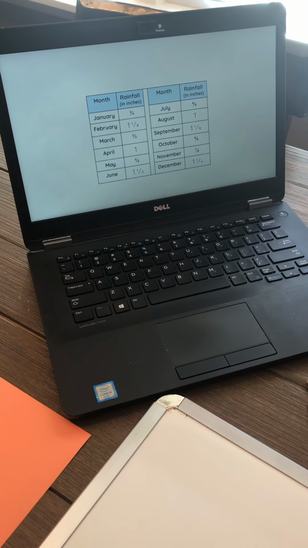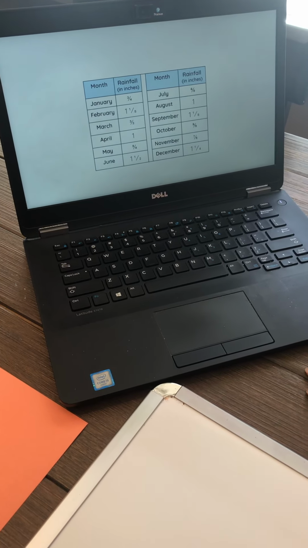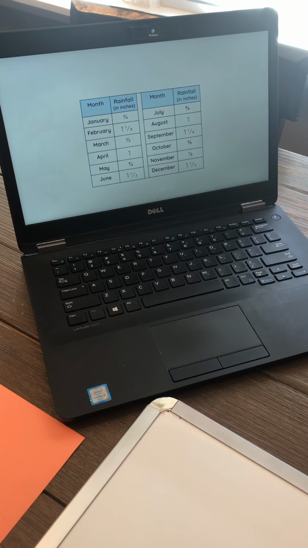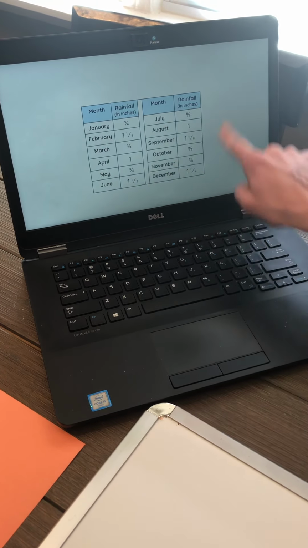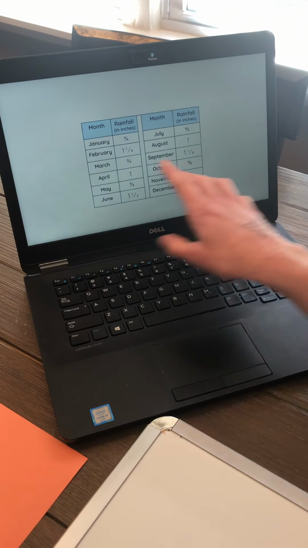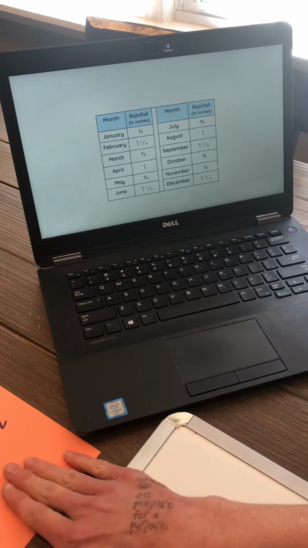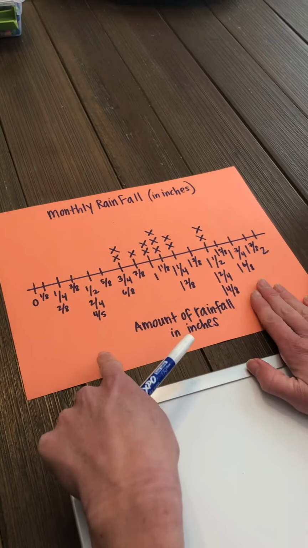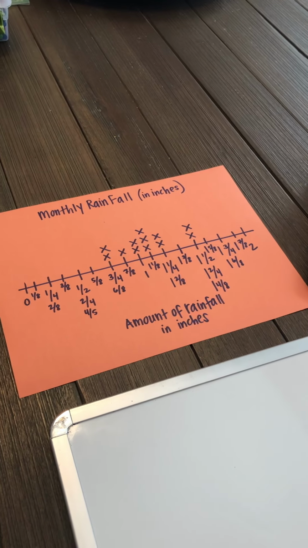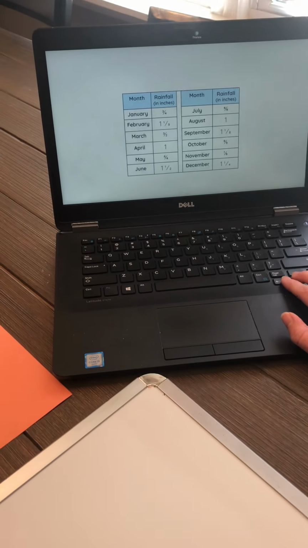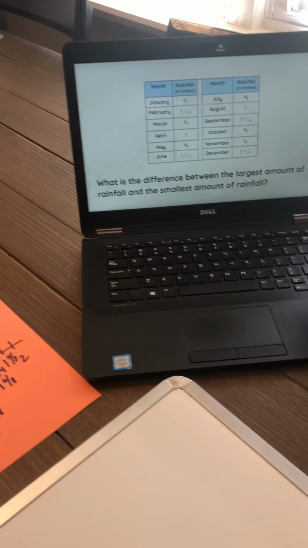Okay, our focus today is going to be on answering questions from a line plot. If you remember from our prior lessons, we started with a table where we had data. We took this table and we created a line plot. So when we created our line plot, this line plot showed the information on the table. So now we're going to answer some questions about this line plot and this data.